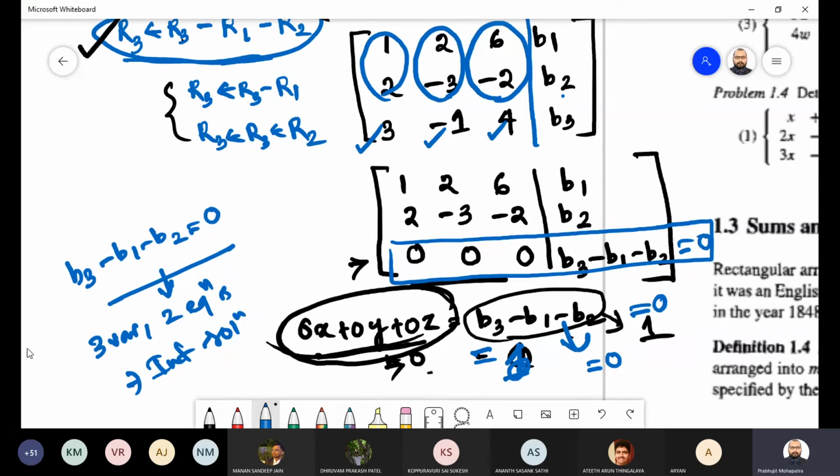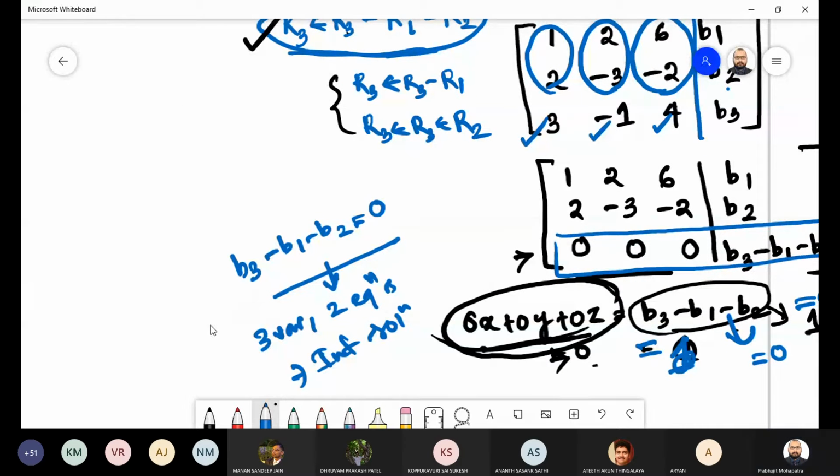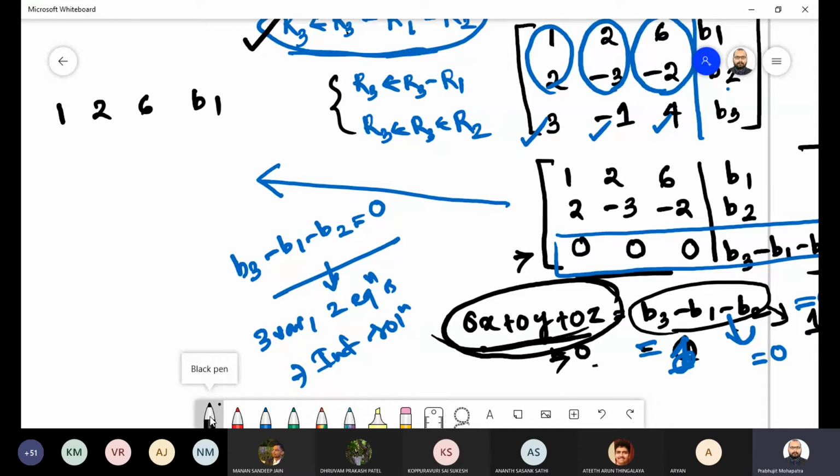You can find the solution also, with a little more simplification. They may ask you to find the solution too. In the question they will ask what the solutions are. If there are infinite solutions, then what is the solution? So you make a little more simplification. Our problem is 1, 2, 6, B1, then 2, minus 3, minus 2, B2, and the last row is 0.